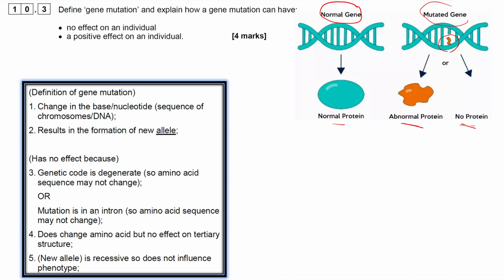Or we can say the mutation is in an intron, so amino acid sequences may not change, because introns are non-coding sequences. So if there's a mutation in the intron, that will have no effect because introns are not going to be translated. Number 4, does change amino acid but no effect on tertiary structure. So this means it did change the amino acid, but the overall structure of the protein was still the same, so protein was still functioning properly.